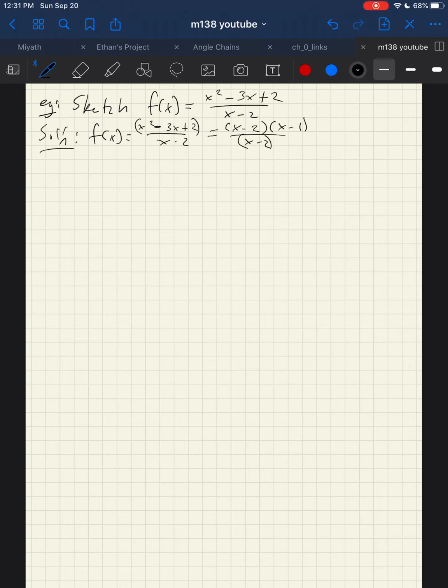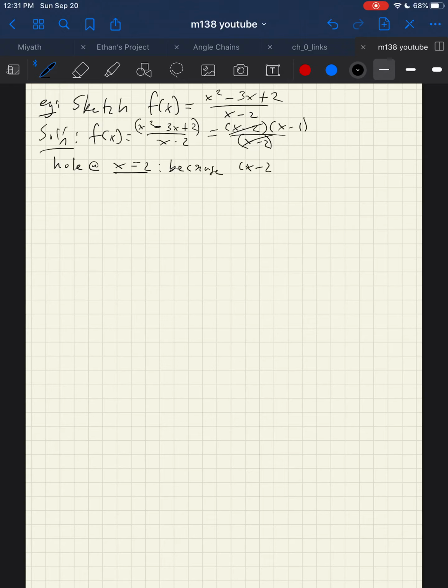Now, resist the urge to immediately cancel x minus 2 over x minus 2. We are going to cancel those, but what I see is I have a hole at x equals 2 because I have the factor on the top and the bottom. So in canceling those, I'm pointing out that there's a hole there, okay?